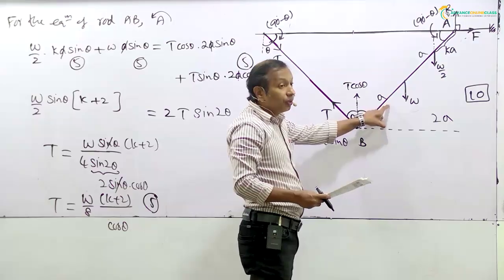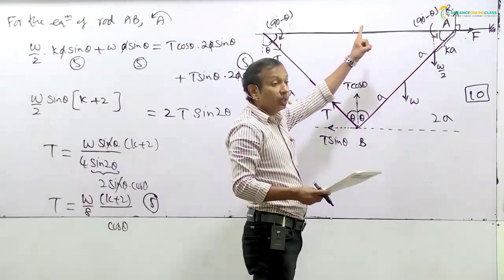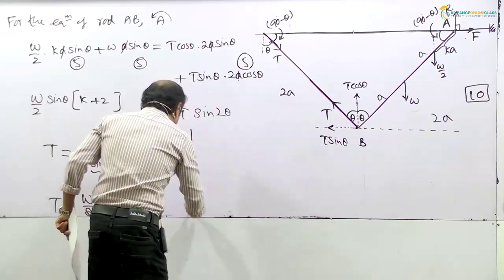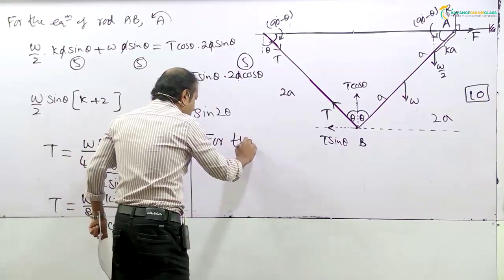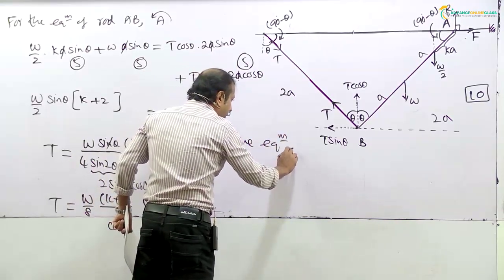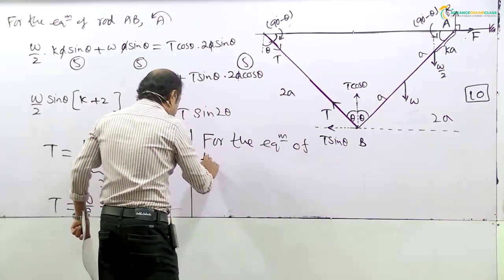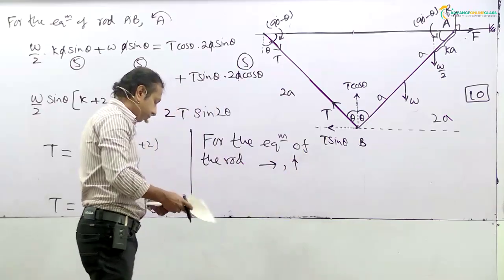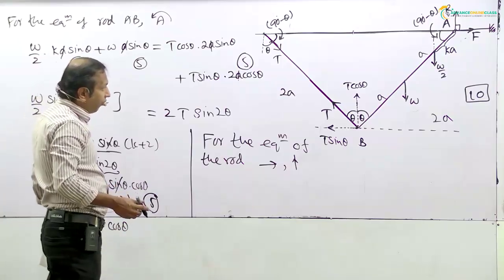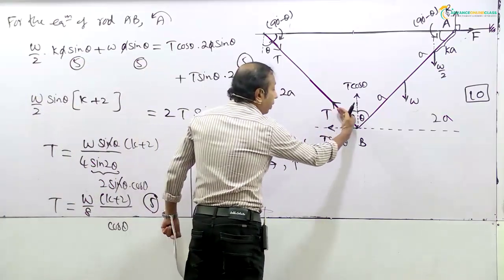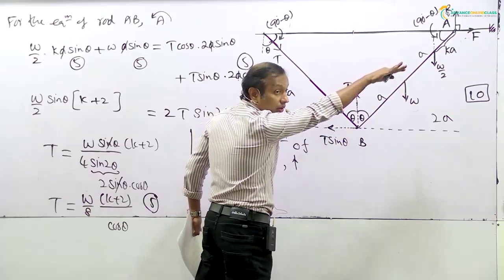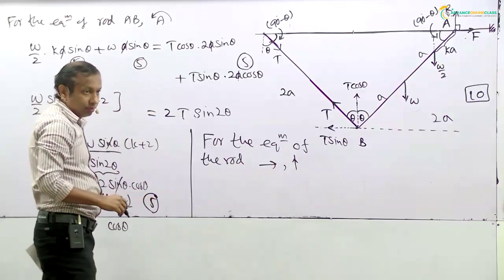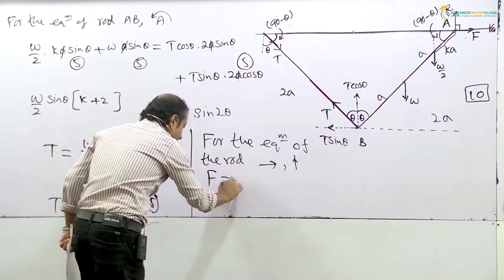For the equilibrium of the rod, I resolve forces vertically and horizontally. Right. Next one. For the equilibrium of the rod, resolve horizontally and vertically. When you resolve horizontally, what do you get? F equals T sin theta.